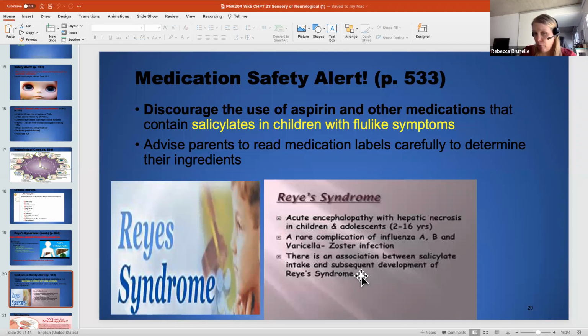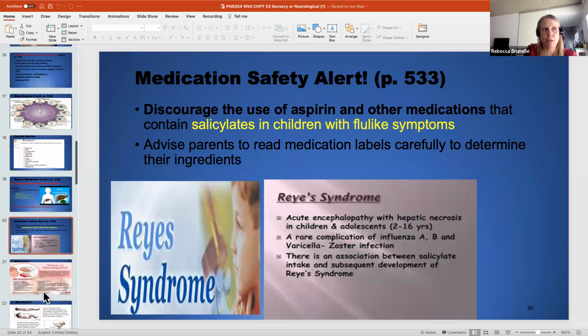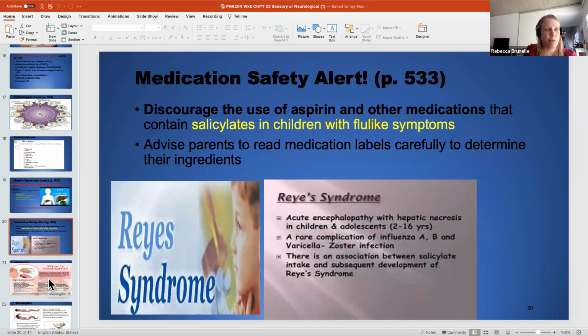So there's no vaccine for it. There's no specific test for it. It's just this condition that tends to develop if you take aspirin when you have a viral illness.